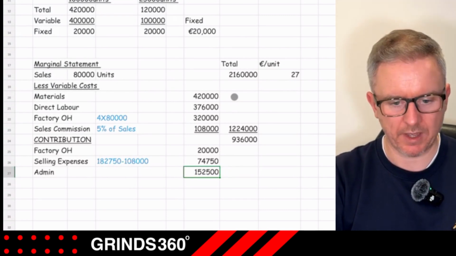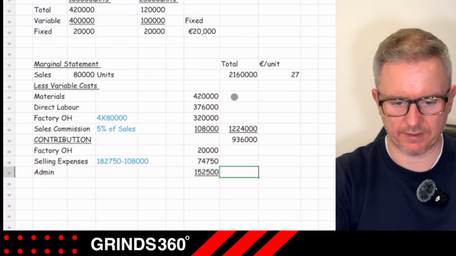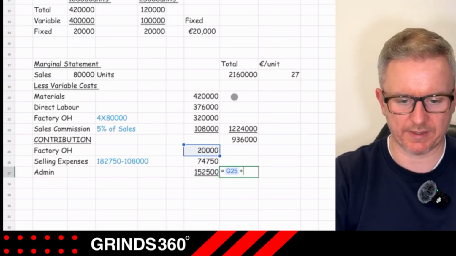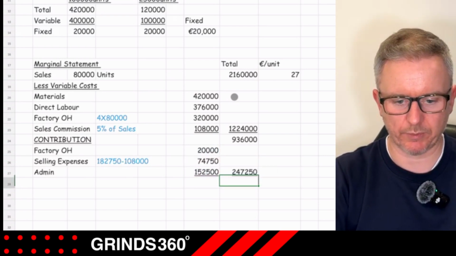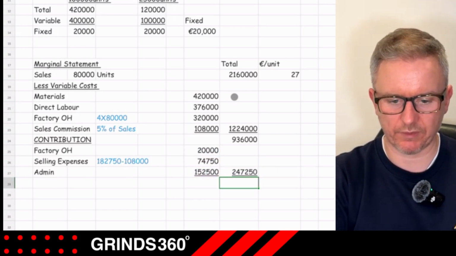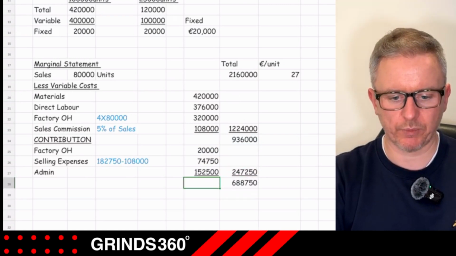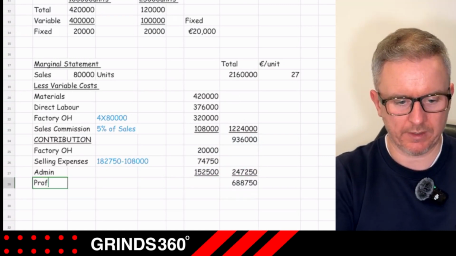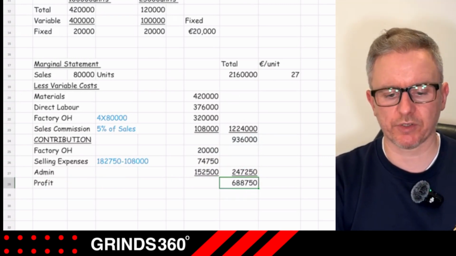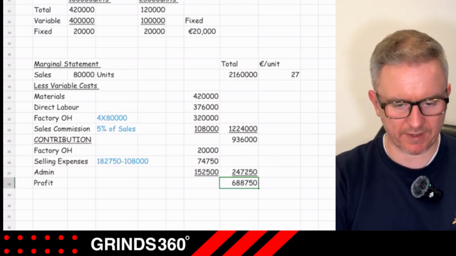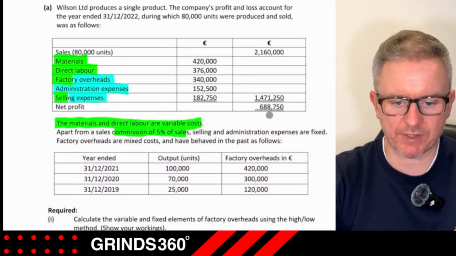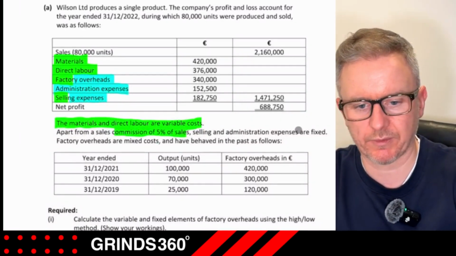And that goes in. And now you have all your fixed expenses in. So we total that up and we get 247,250. When we subtract the fixed then, we end up with our profit figure. Now, to check that you're right, you check that profit figure, 688,750. That must match the profit figure you were given in the question.